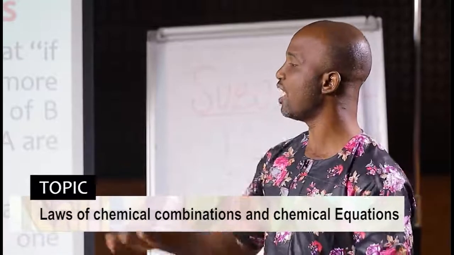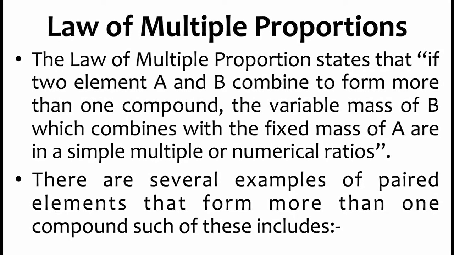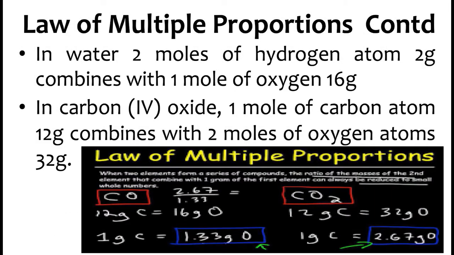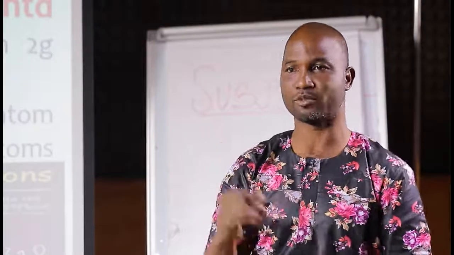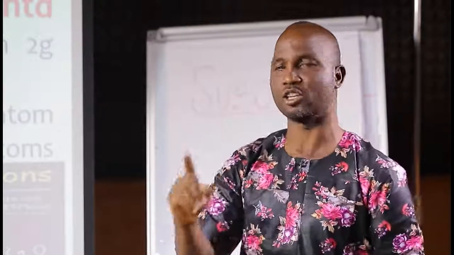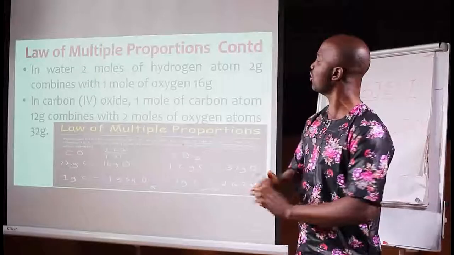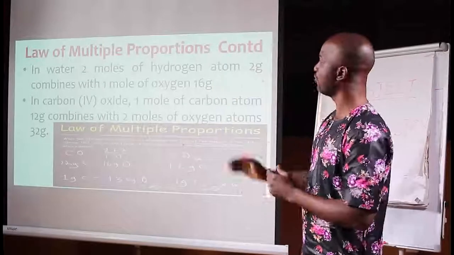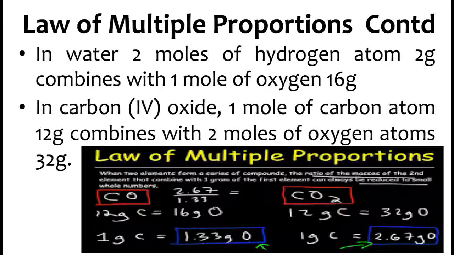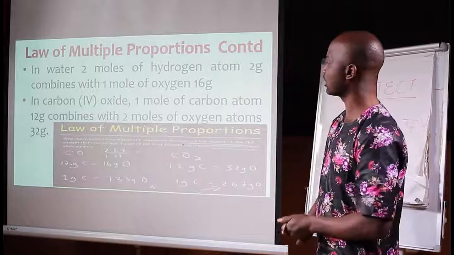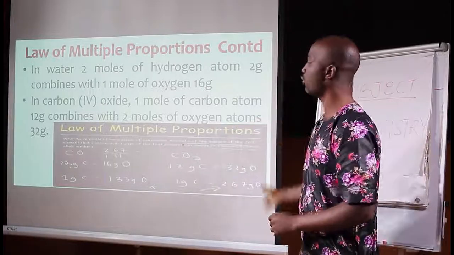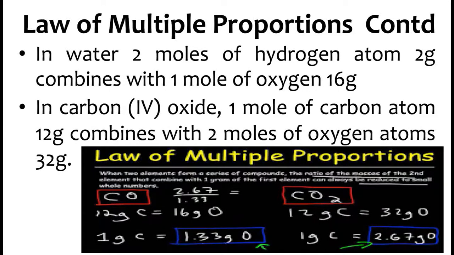As you are going to see, there are so many examples that explain this concept. These examples are in the case of water, where 2 atoms of hydrogen with a mass of 2 grams combine with 1 atom of oxygen with a mass of 16. So the ratio is 2:16. And if you come to carbon 4 oxide, where 12 grams of carbon combines with 2 atoms of oxygen, which is 32, you have a ratio of 12:32. This concept explains the law of multiple proportion, as has been illustrated by this diagram.